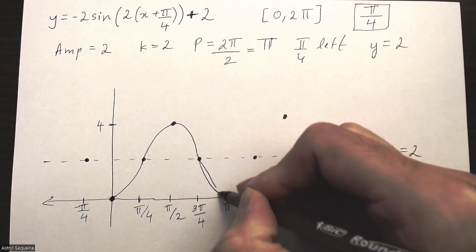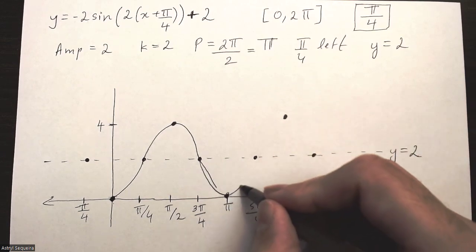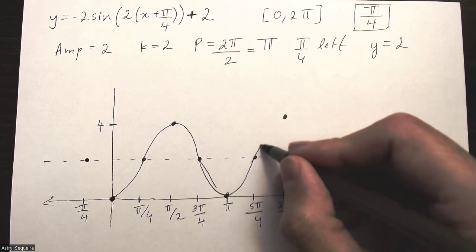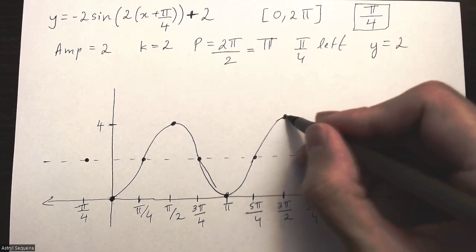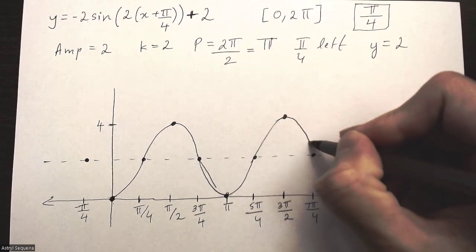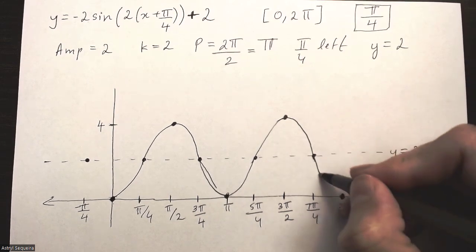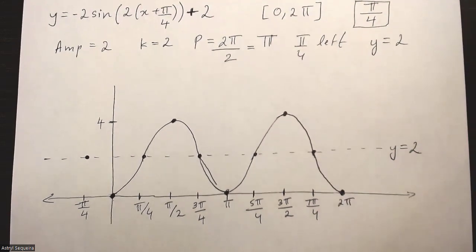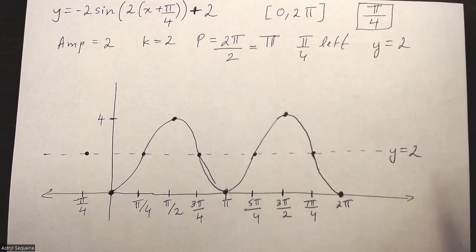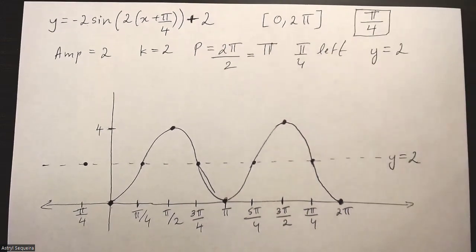Oops, not super smooth there. Probably should draw it with pencil as well because it's easier to erase mistakes in your test. But that would be the graph of this function in between 0 and 2 pi.